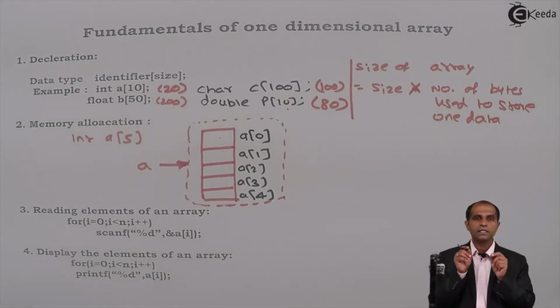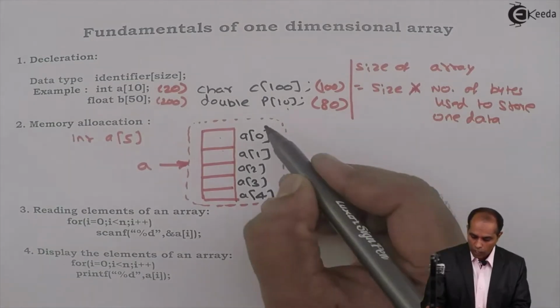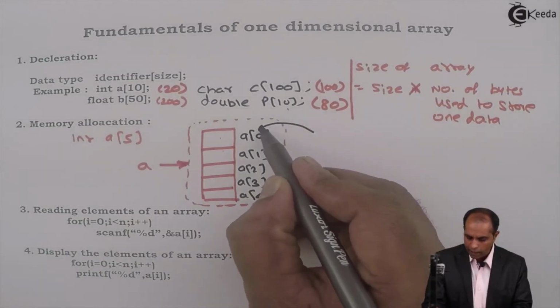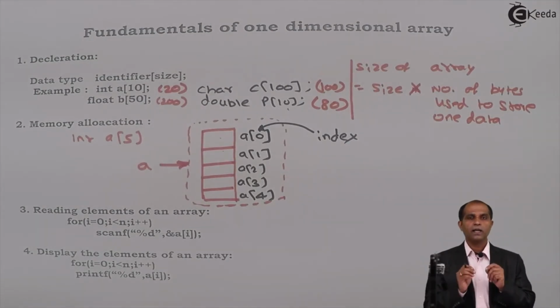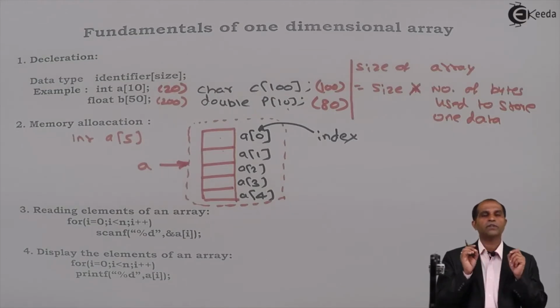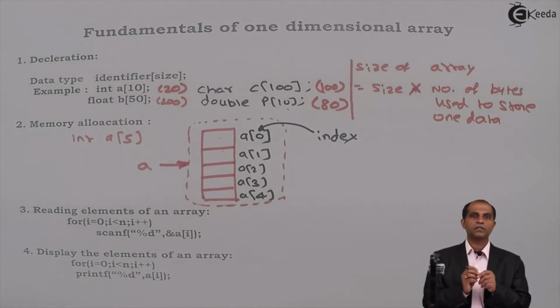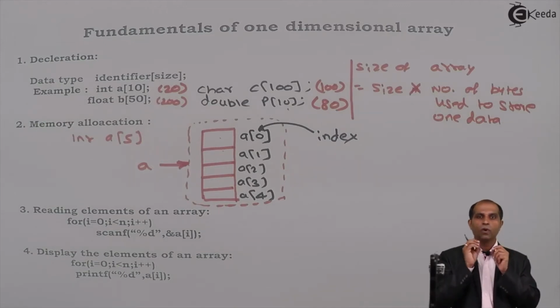Can I have a size as a variable? No, size has to be always an integer constant. So I'll have A of 0, A of 1, A of 2, A of 3, A of 4. So I call this an index. An index of an array always starts with 0. Remember this till the completion of the arrays. Irrespective of the dimensions, irrespective of the order of the array, your array index will always start with 0.